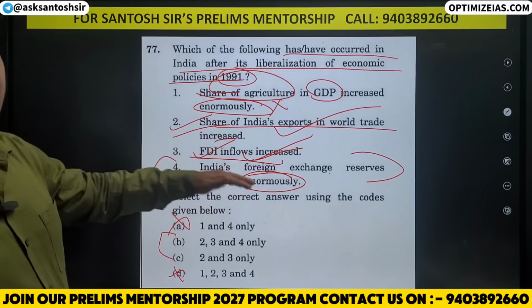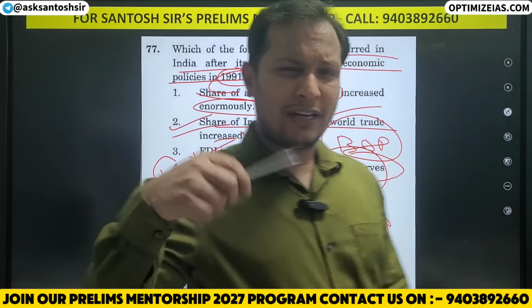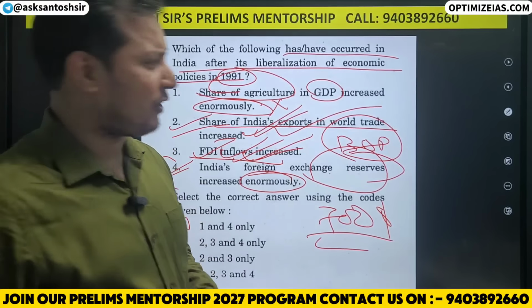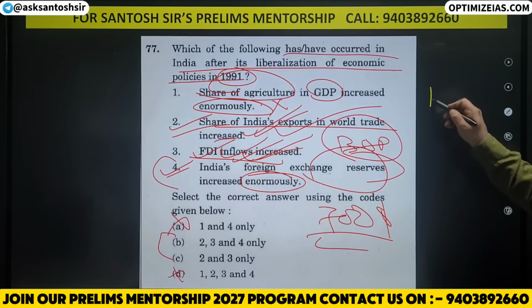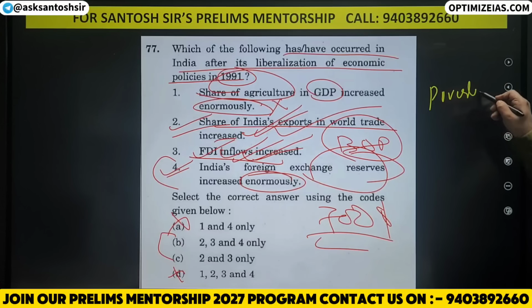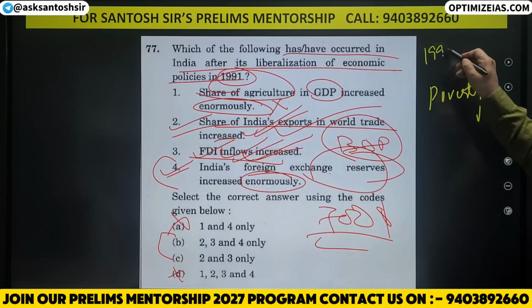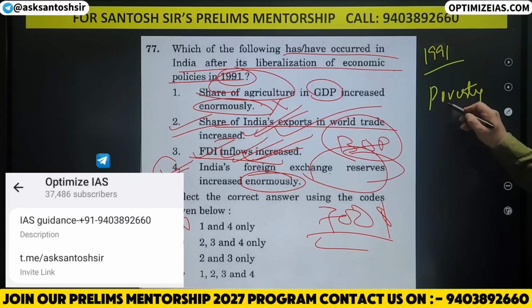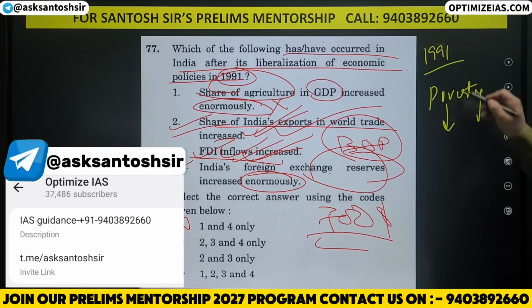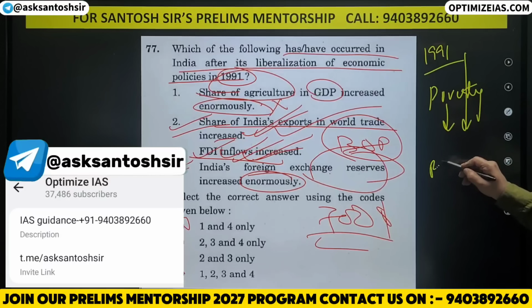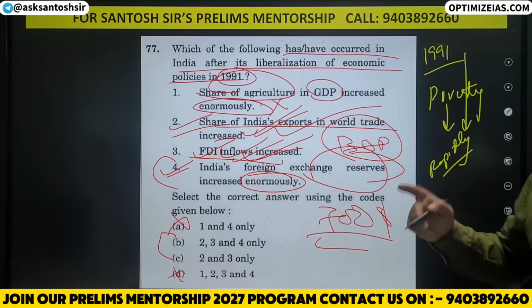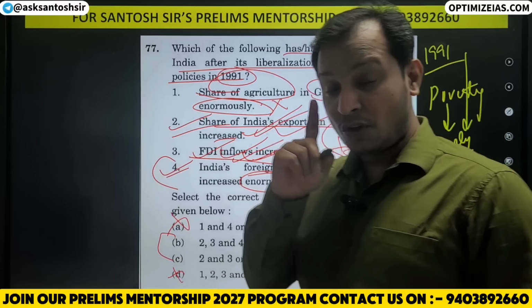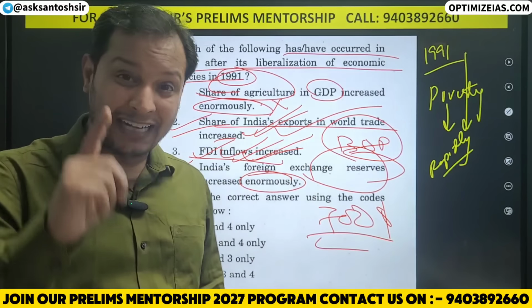So do not blindly follow these techniques. I'll give you one example where they can frame questions. For example, if they frame a similar statement: what has happened to poverty after 1991 economic reforms? It has enormously decreased. Poverty has decreased rapidly. Poverty has decreased in India. So in some cases extreme words are correct. You have to use your knowledge also. Do not blindly follow it.